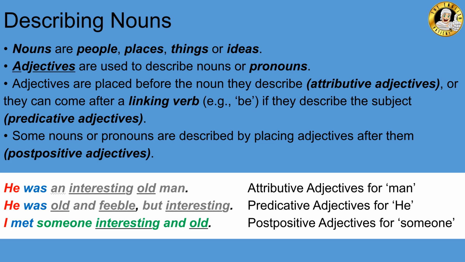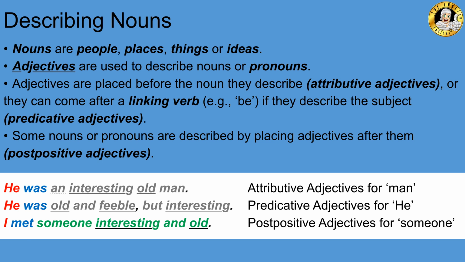Now, "an interesting old man" here is actually describing "he." It is what he is, or was. So this is what we would call an attributive adjective. Interesting and old are describing man, and "an interesting old man" itself is the subject complement, which is actually telling you what he is.